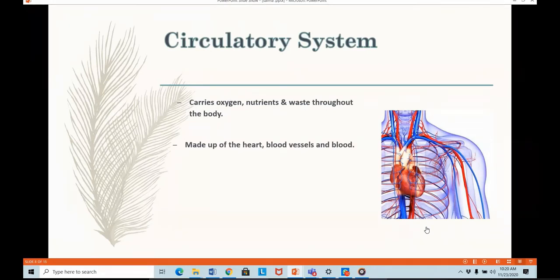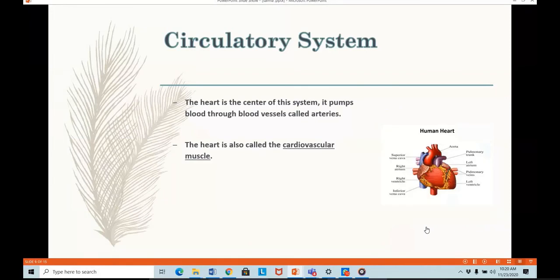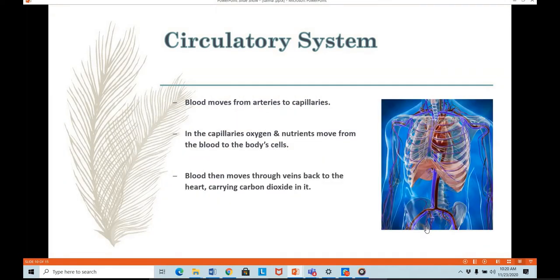Now we will talk about the circulatory system. The circulatory system carries oxygen, nutrients, and waste through the body, made up of the heart, blood vessels, and blood. The heart is the center of this system. It pumps blood through blood vessels called arteries. The heart is called the cardio muscle.